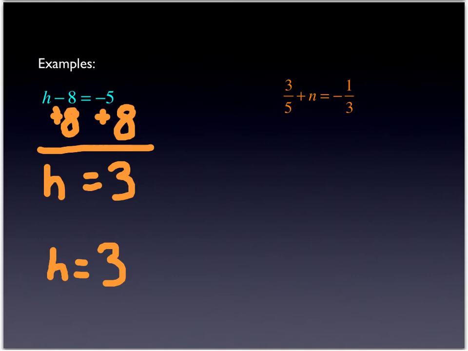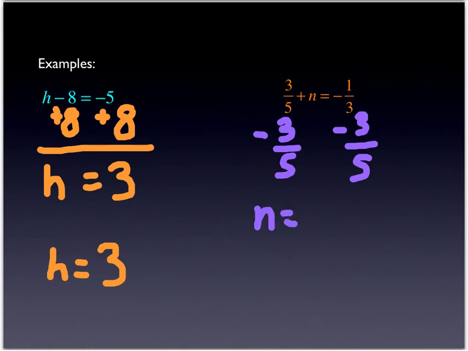And this one is a fraction one, our favorite of course. 3/5 plus n equals negative 1/3. Well, to get this n by itself, I am this time going to subtract 3/5 from each side. Remember that 3/5 is positive right now. So I'm going to subtract 3/5 on each side. So then I clearly get n on this side.